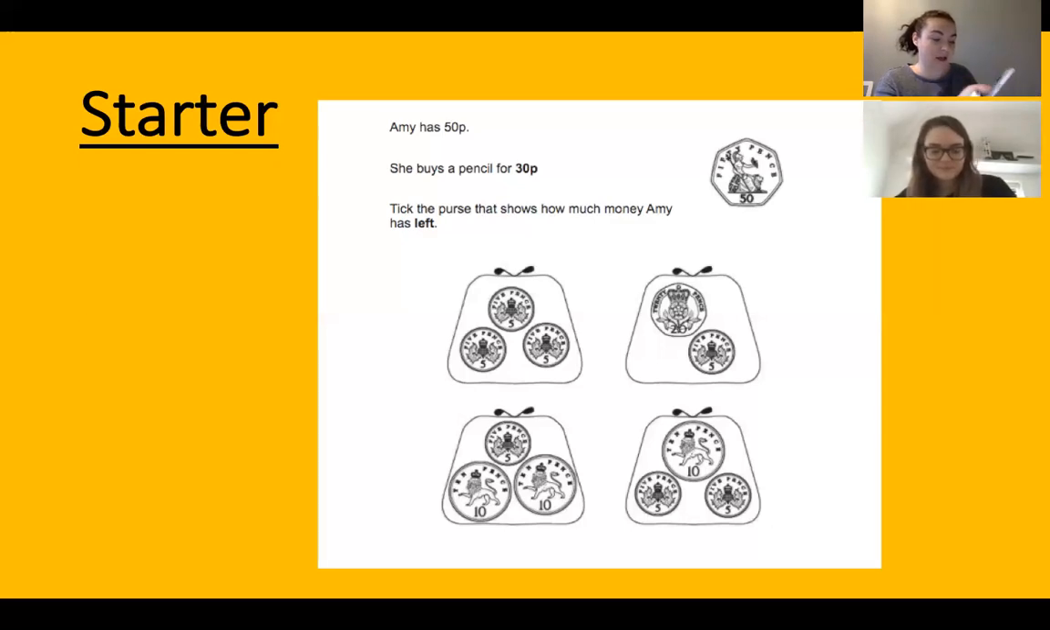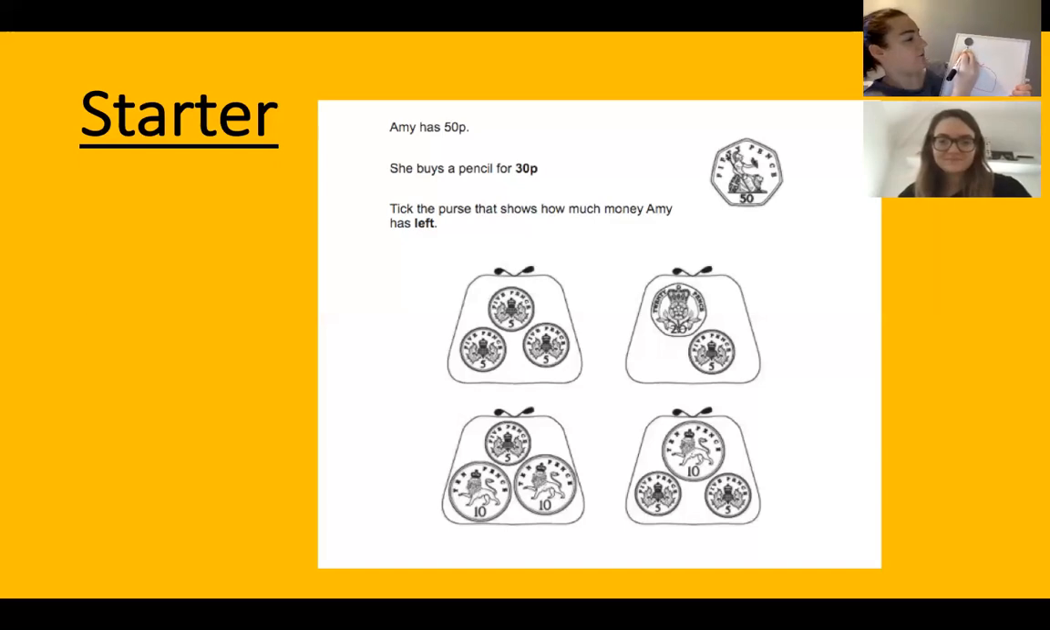Lovely, welcome back. So the word left tells us that we're adding today. No, good. We are taking away today. So we have got 50p, take away 30p that she spent on her pencil, equals. Now remember, when we're taking away tens, if we just take away the 0 to help us, the number sentence becomes less scary. So what is 5 take away 3? 2, good, but we have to remember that we have to add our zeros back on. So Amy is left with 20p.